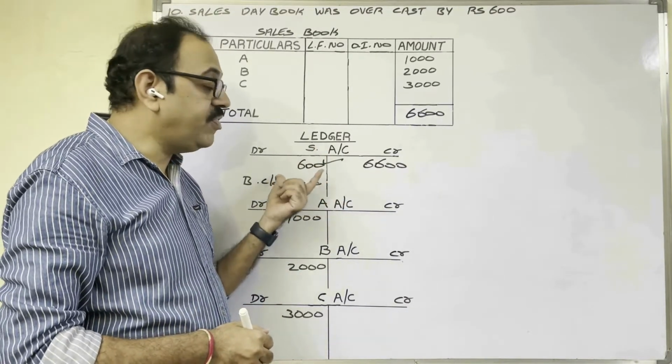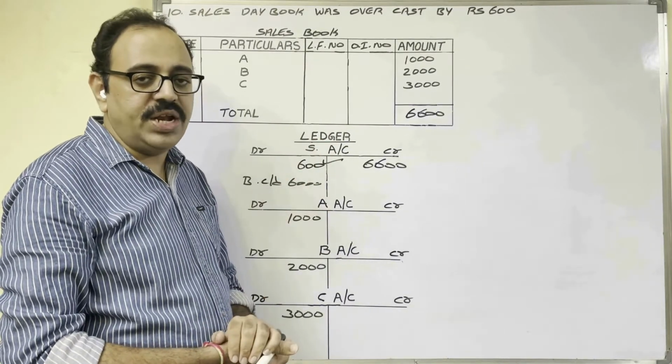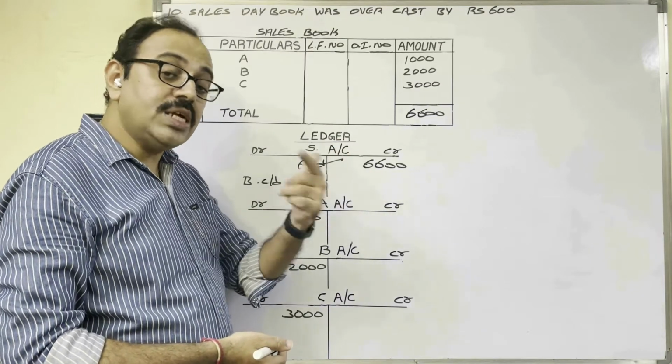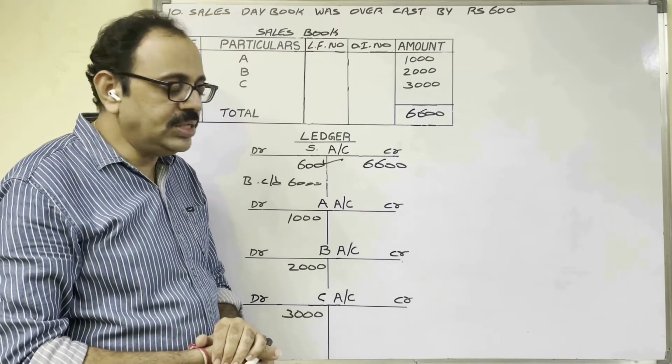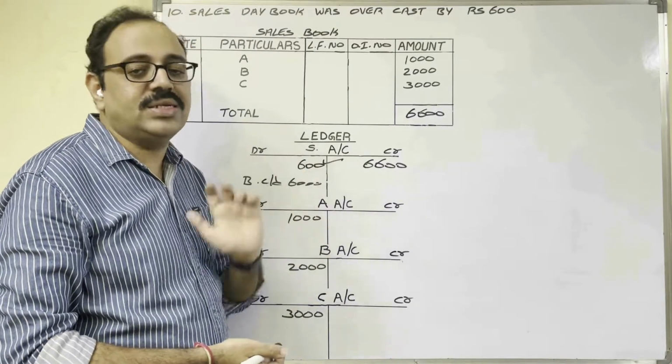If error is rectified after preparing trial balance, write down a rectification of error entry. Sales account should be debited now. We should credit suspense account. Then entry is sales account debtor to suspense account 600, 600.